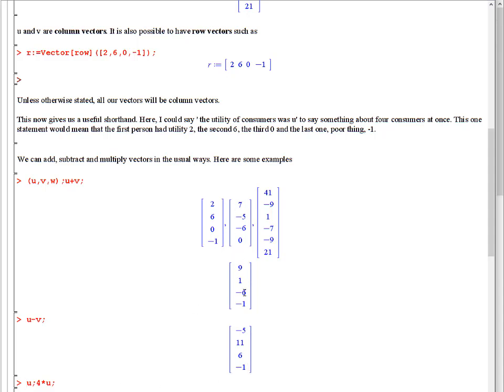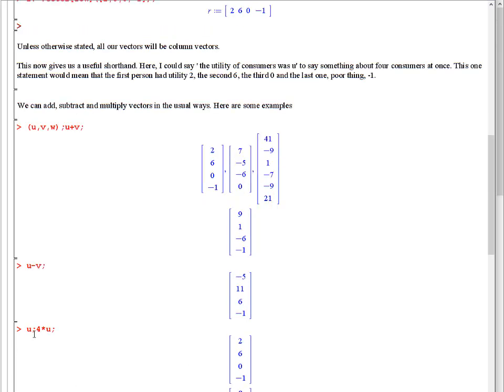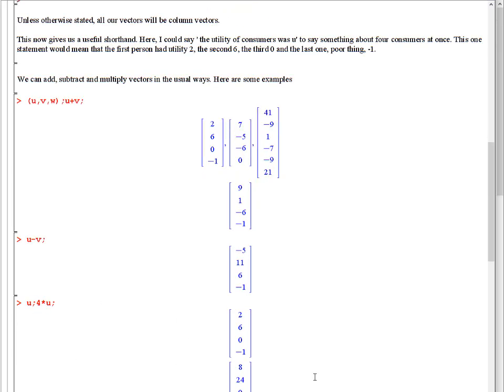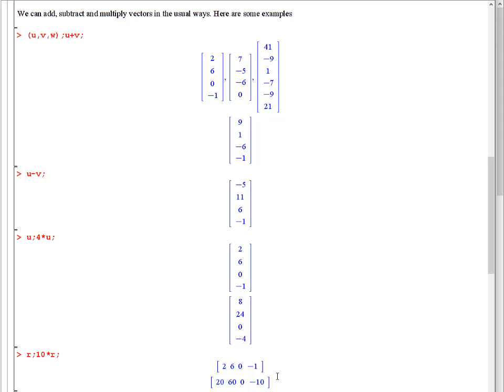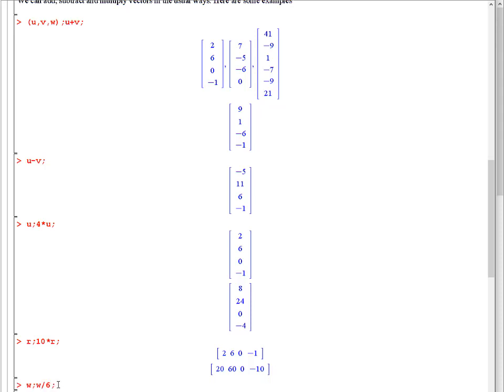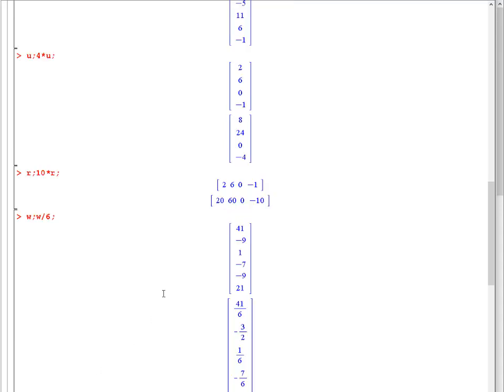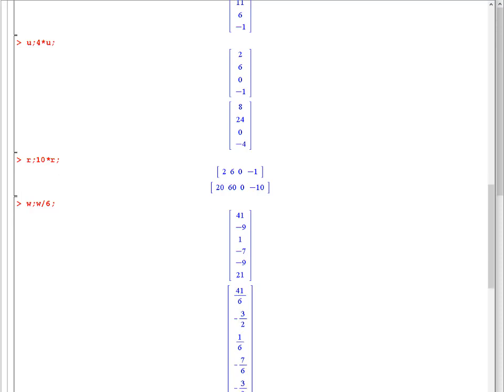So you can add vectors, you can subtract vectors. Here I'm going to take vector U and multiply it by 4. So it's not surprising what we get. Each number is multiplied by 4 to get 4U. Here I'm going to take R and write it. So that's R and that's 10R. So you can do the same thing with a row vector. You can also divide things by numbers. So that's vector W. This is vector W divided by 6. So just divide each number by 6.